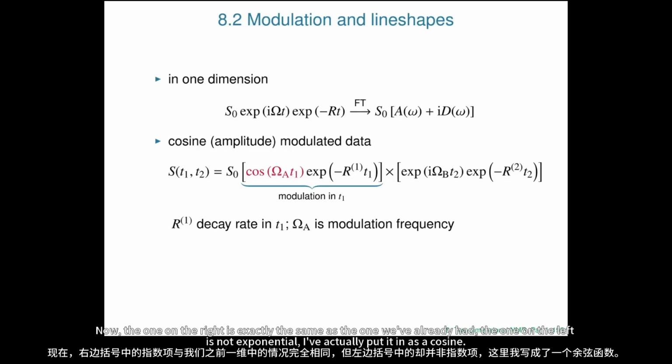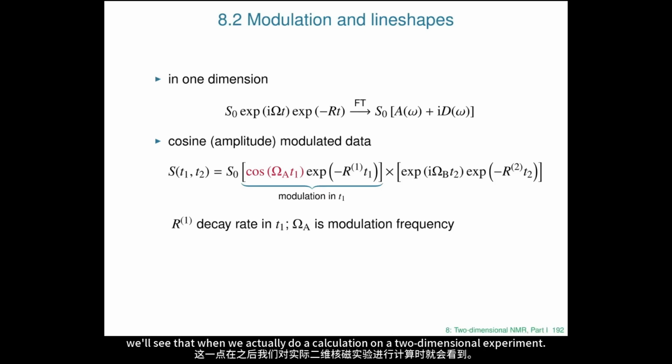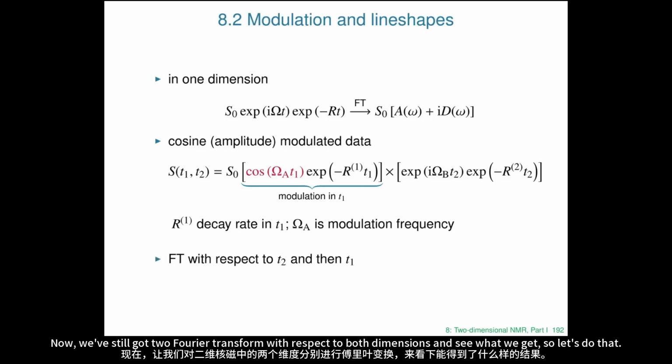Now the one on the right is exactly the same as the one we've already had. The one on the left is not exponential. I've actually put it in as a cosine. In fact, typically in two-dimensional NMR, you get this cosine or sine modulation rather than modulation in the form of an exponential. We'll see that when we actually do a calculation on a two-dimensional experiment. Now we've still got to Fourier transform with respect to both dimensions and see what we get.